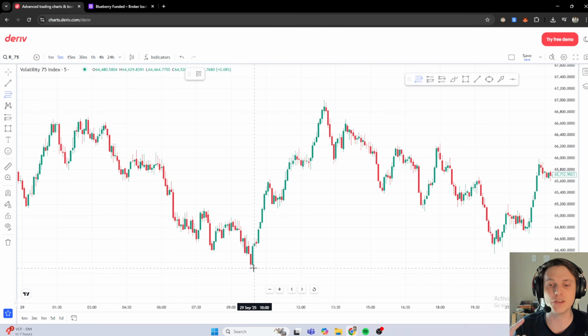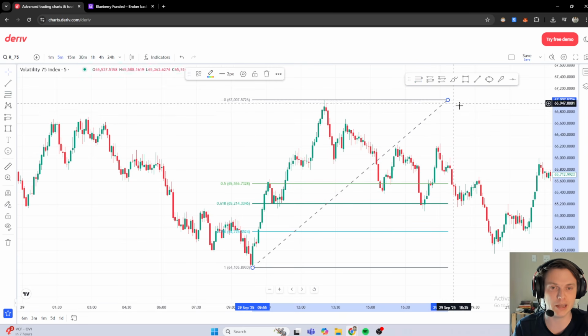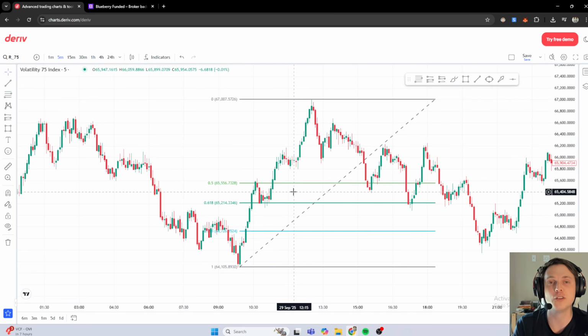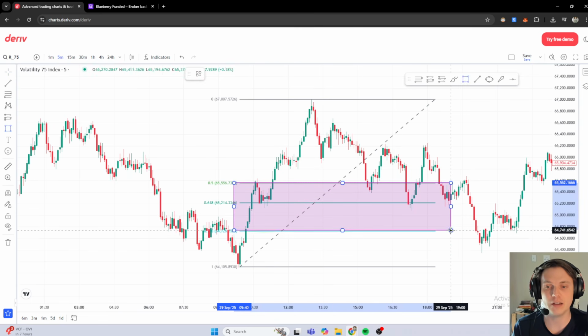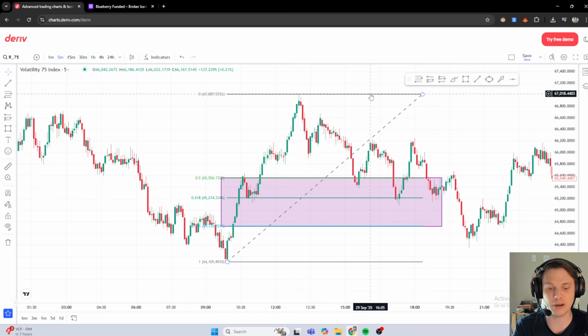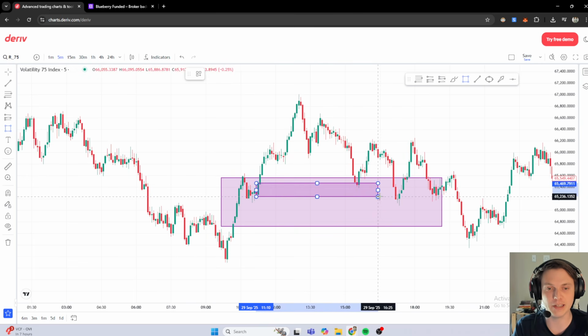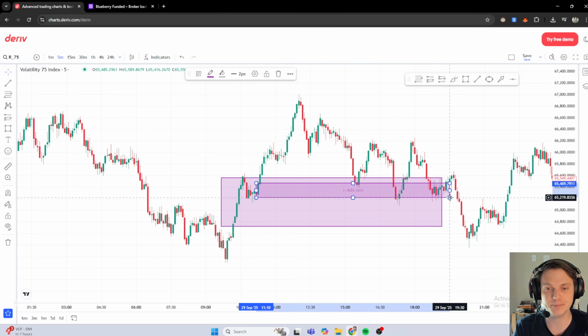Anyway, so now you would take the fib from the bottom of this move to the top of this move, okay? And now you would like to find an order block within the 50 to 78 area. I usually use a rectangle to show this type of area. Okay, so now I have my area where I need to find my order block. So I'll delete the fib and I'll identify my order block, which is this red candle over here.